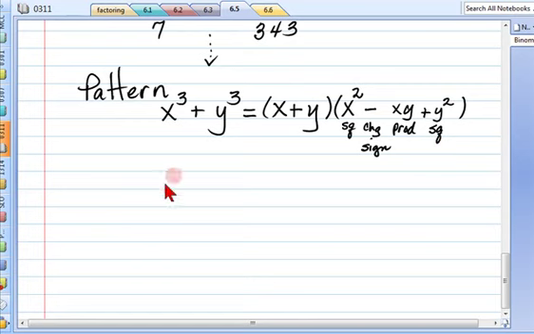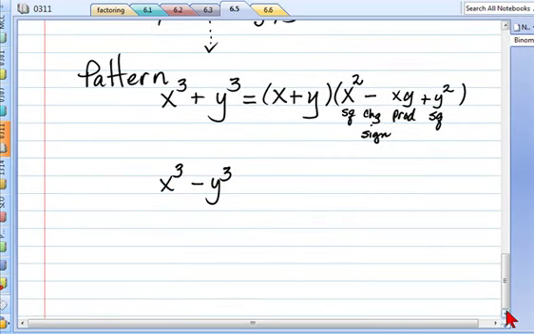Okay? Now, suppose that instead I had x cubed minus y cubed. You'll see that I'm going to do all the same things. It is the difference of two cubes. So it's going to factor into a binomial times a trinomial. In the binomial, cube roots keep the sign. X minus y. Is that much okay?